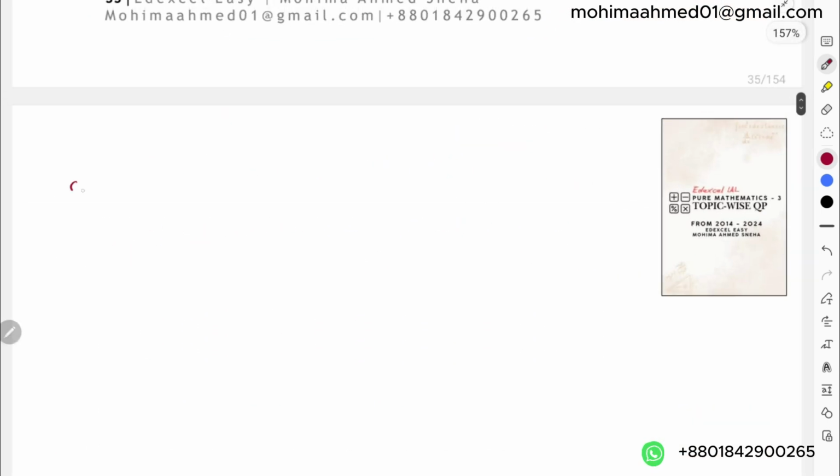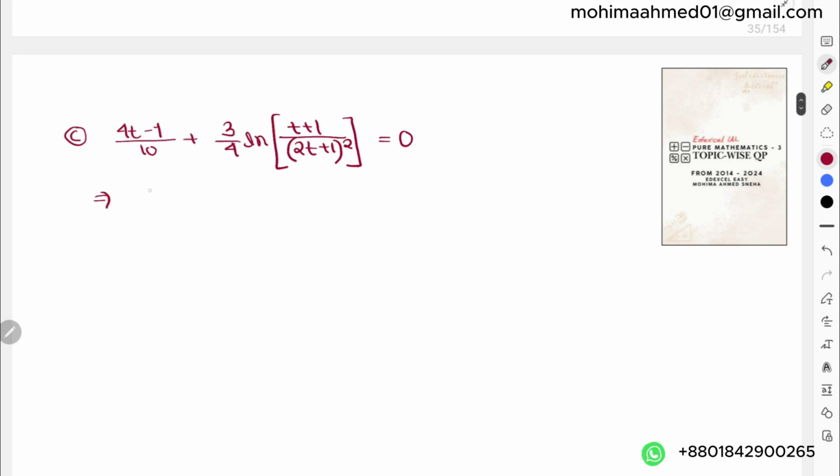For part C, we are starting with 4t minus 1 over 10, and then 3 over 4 ln of (t plus 1) over 4t. So it was not 4t, it was (2t plus 1) whole square. But as p was 0, this equation is 0. If this equation is 0, then I can write 4t minus 1 over 10, and this entire ln part we're taking to the right hand side, so it will become negative: 3 by 4 ln of (t plus 1) over (2t plus 1) whole square, and this is what we can write, right?